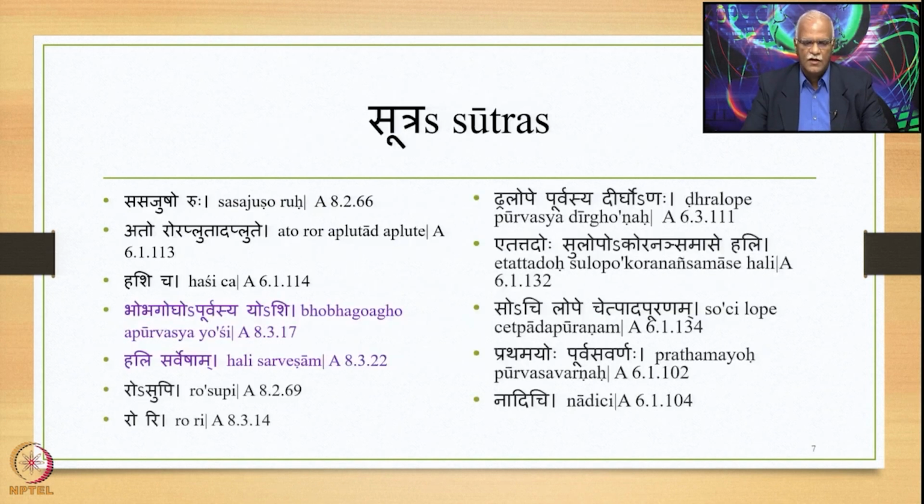Here are the sutras, and we have studied some of them in the previous lecture, namely Sasajusho Ruh, Ato Ror Aplutad Aplute and Hashi Cha. And we also noted an important feature of these sutras, namely that as far as 6.1.113 and 6.1.114 are concerned, they are having an input which is an output of 8.2.66, which is generally prohibited in the Ashtadhyayi. Now in this lecture we shall study the two more important sutras which substitute ya in place of ru, and they are Bho Bhago Agho Apurvasya Yo Ashi and Hali Sarvesham.